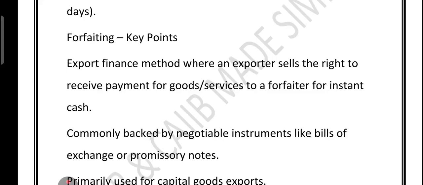What is forfeiting? Forfeiting is also getting cash early, but here we are talking about export. If you are an exporter, you can sell your right to receive payment to a forfeiter and get instant cash. This is usually backed by a formal document like a bill of lading or promissory note. It is mostly used for capital goods, like big expensive items, big machinery, and for medium to long term products. The repayment should be done in 90 days.